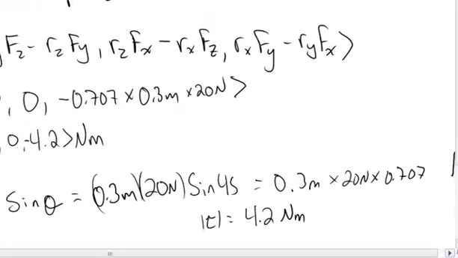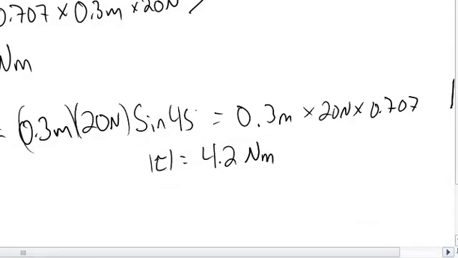Now that we have that magnitude, it's up to us to figure out which direction it is. This is where the right-hand rule comes in handy. And so using that right-hand rule, you see, aha, this has to be in the negative z direction. And so from that, you can then write the torque vector if you need it.